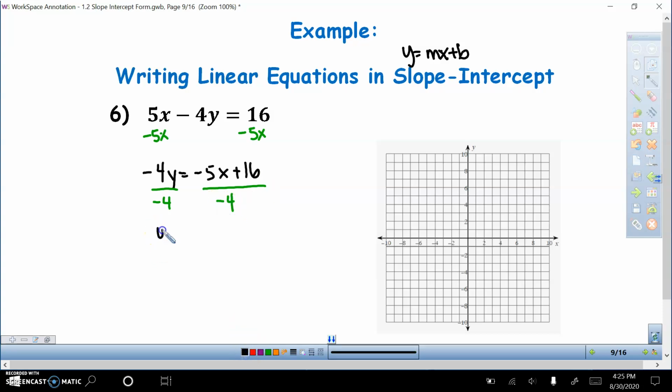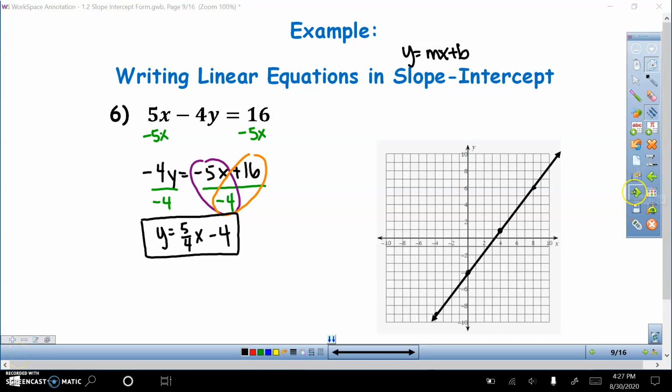So we end up with y equals, if I go ahead and divide the first term by -4, a negative divided by a negative gives me a positive 5/4 x. And then if I divide the second term, 16 divided by -4 would be -4. And then remember to graph, we graph our y-intercept first, so I go to -4. And then I go up 5, and then over 4. And you keep going until you hit the edge of your graph, and then you'll connect your points. So your graph should look something like that.